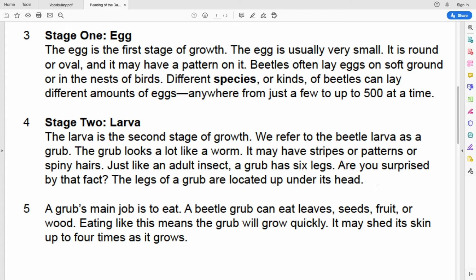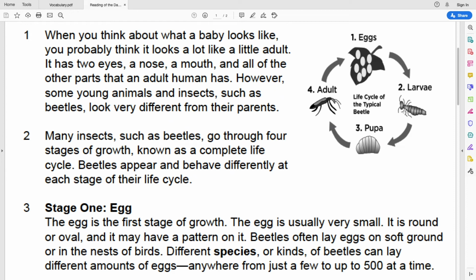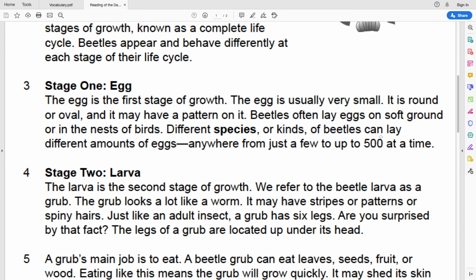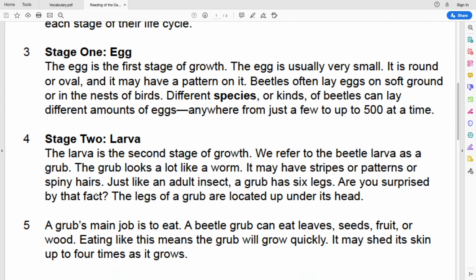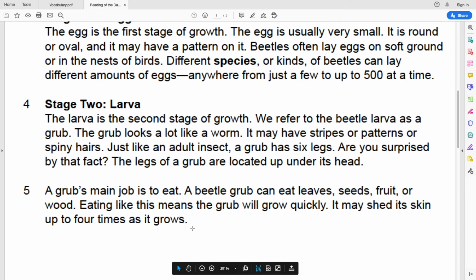Yes, guys. So let me go back to stage 2, right here. You might think that they don't have any legs, but actually they do, and all the legs are located under its head. Okay? A grub's main job is to eat. A beetle grub can eat leaves, seeds, fruit, or wood. Eating like this means the grub will grow quickly. It might shed its skin up to 4 times as it grows. So the job on the second stage is to eat like crazy.